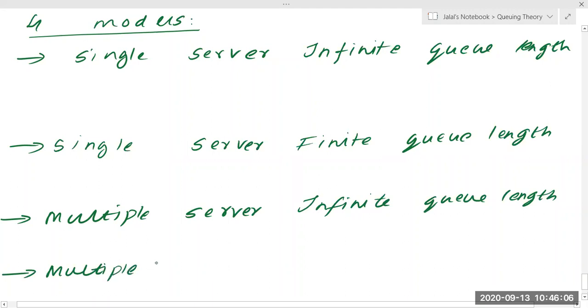Multiple, okay, 1 second. Yeah, multiple server, finite queue length. Sorry, my pen was not working.